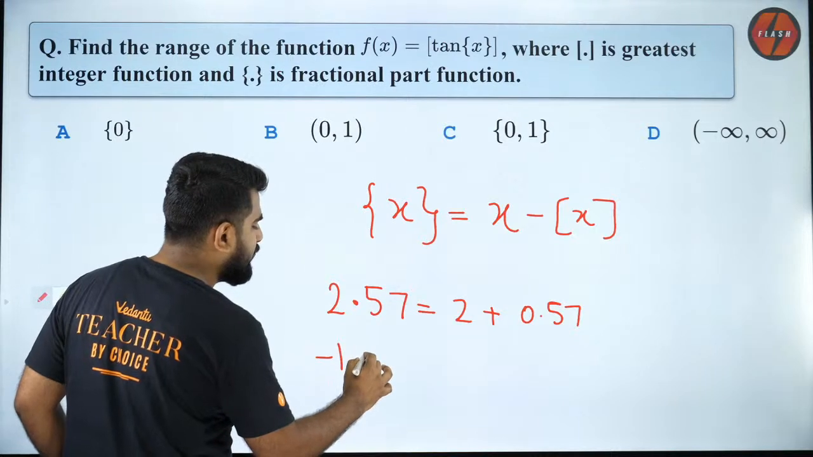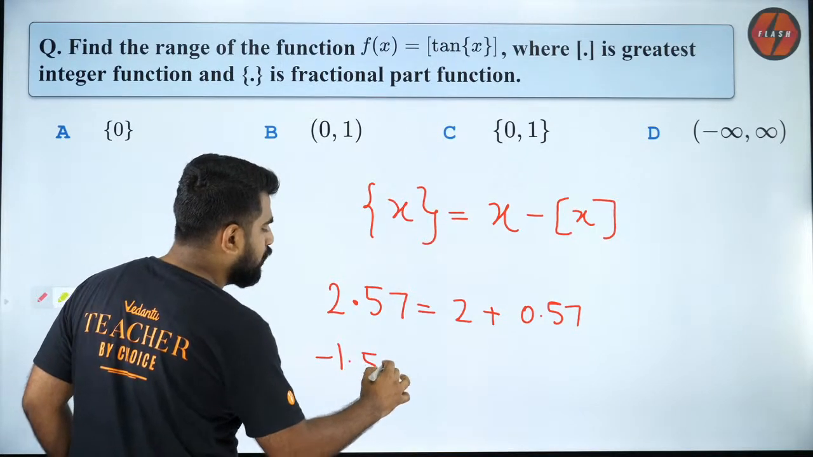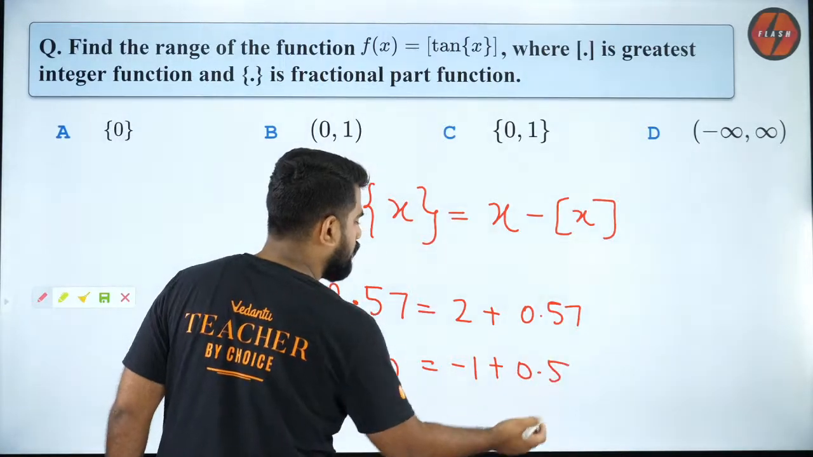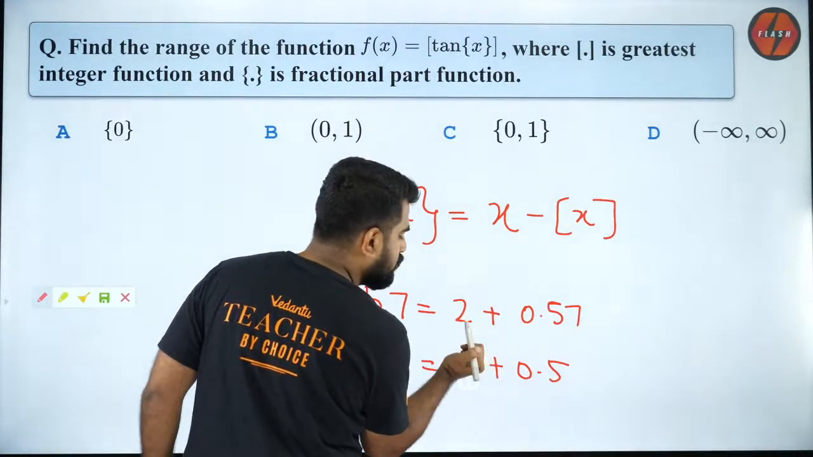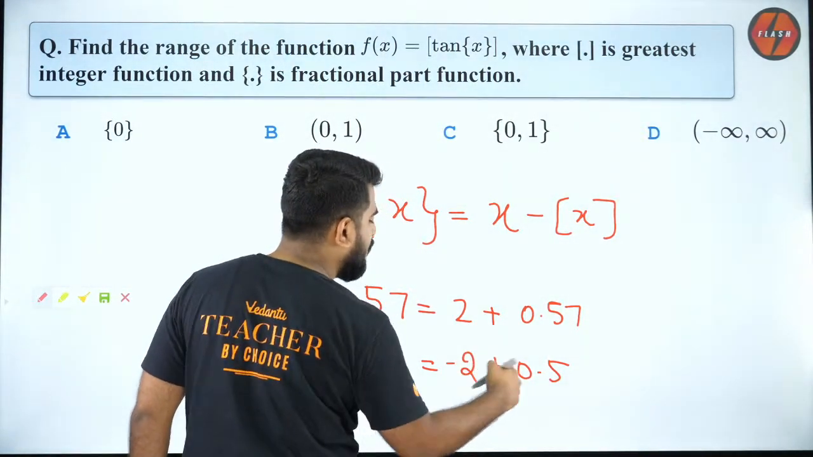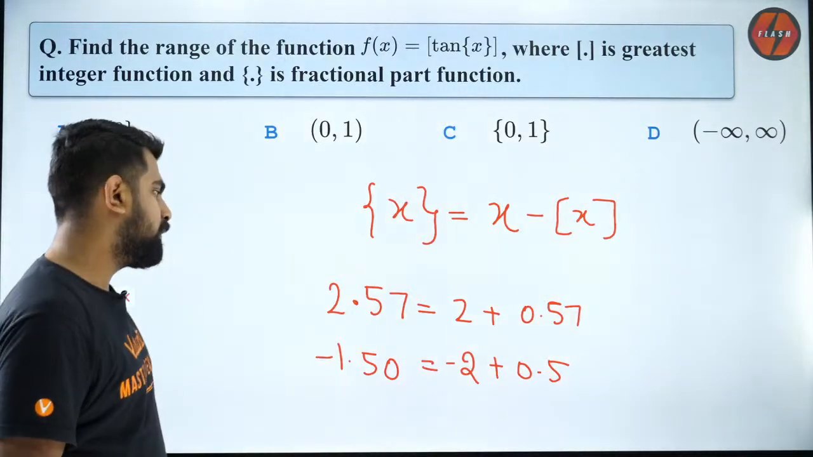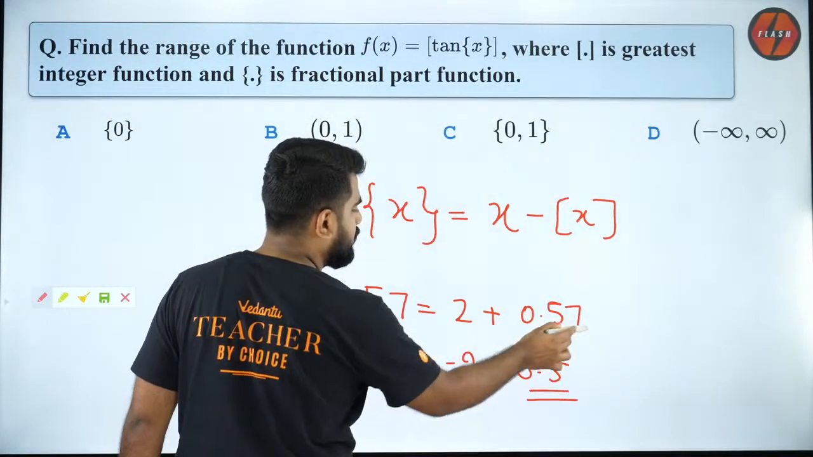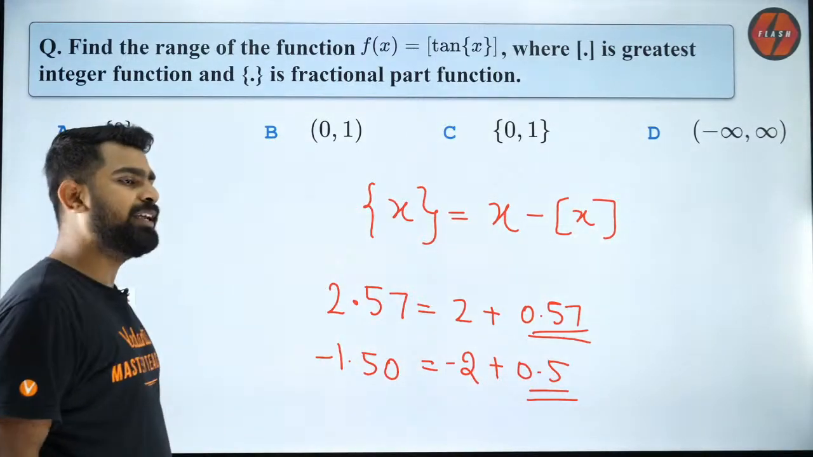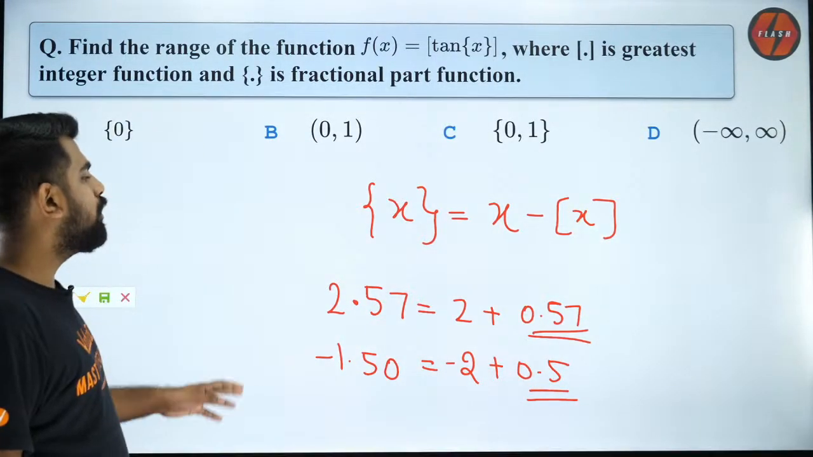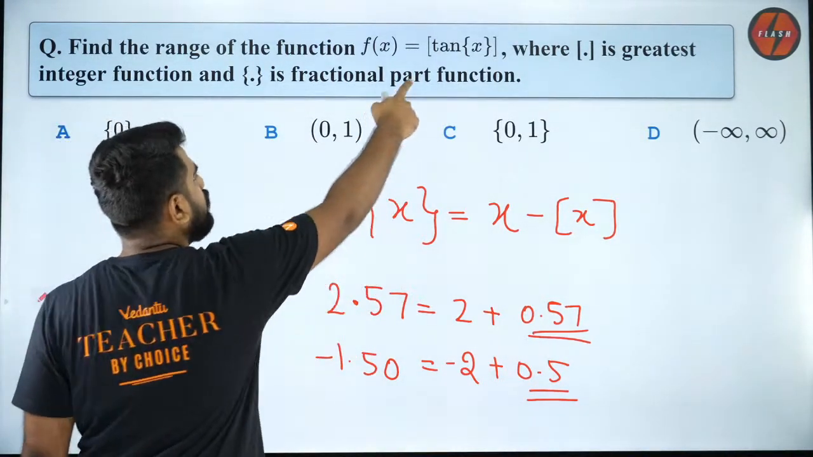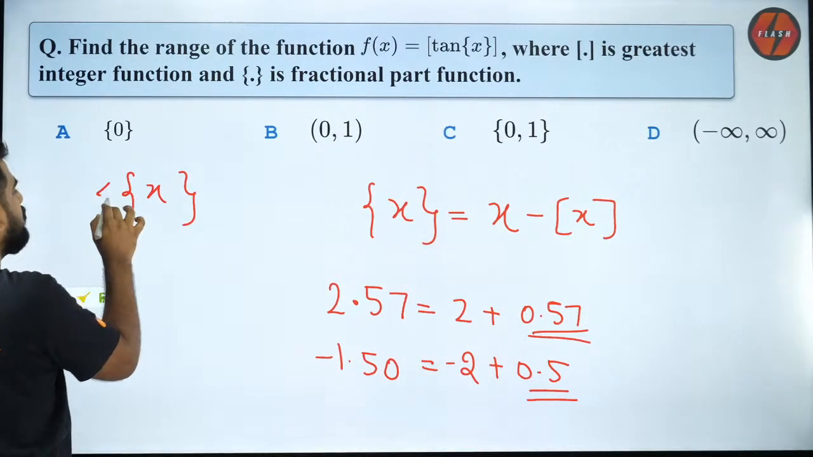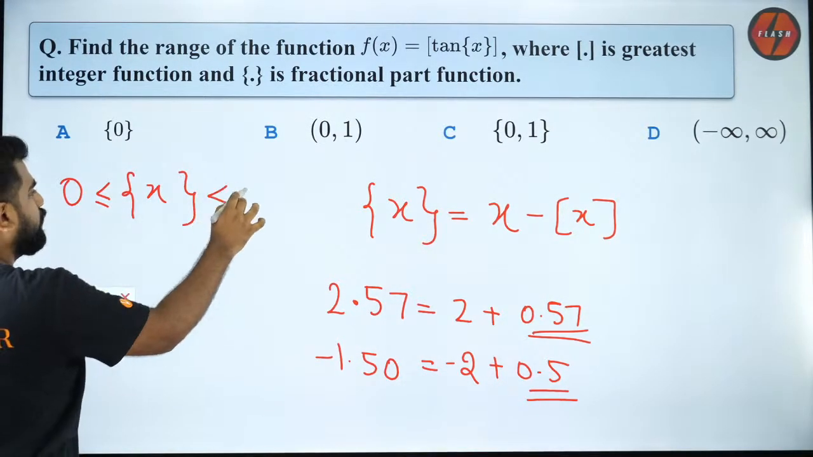Now, don't think it is just integer. For example, minus 1.5 is not equal to minus 1 plus 0.5. No, don't even write it like this. It is going to be minus 2 plus 0.5. Okay. Clear? So this is what I call the fractional part. Are you all fine? So the thing which you have to know here is fractional part of x always lies between 0 to 1. Do you all agree?